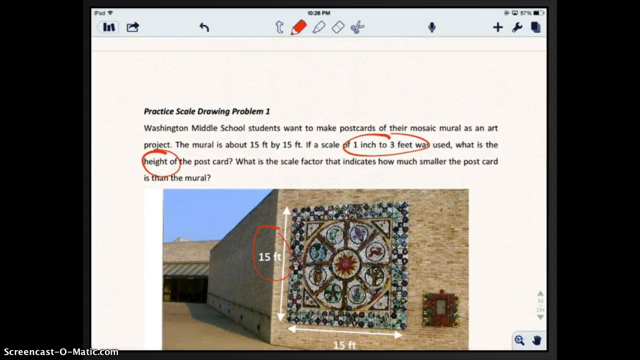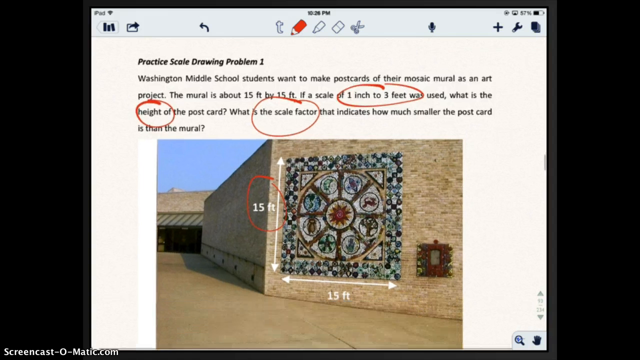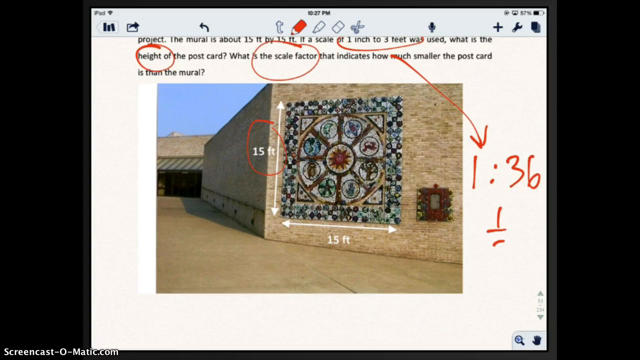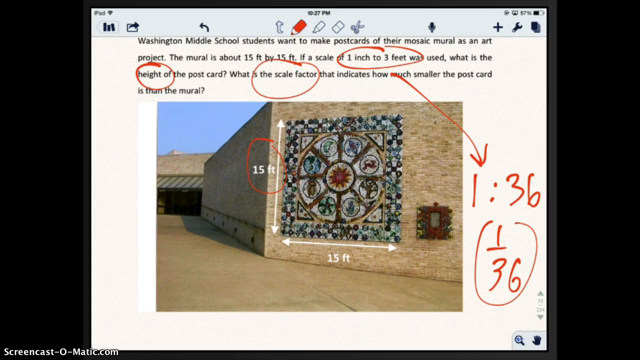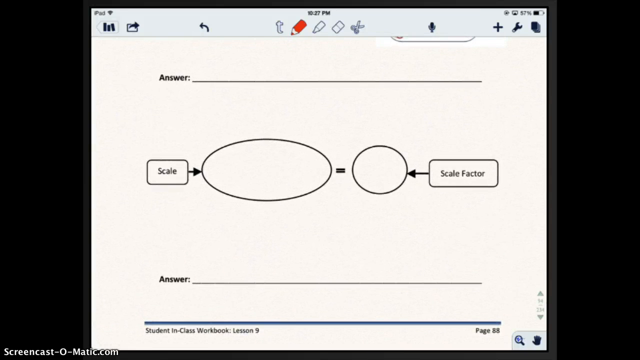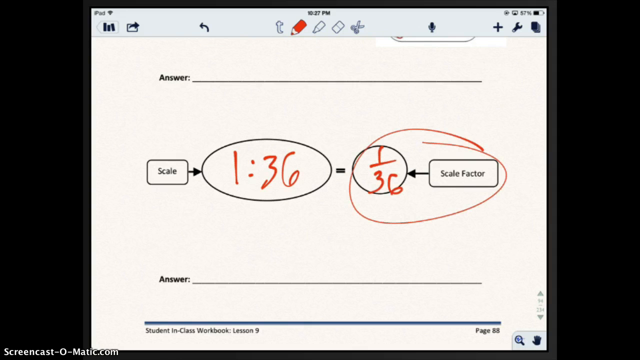It also asks me though, what's the scale factor that indicates how much smaller the postcard is than the mural? Well, that's where this 1 to 3 comes in. 1 inch to 3 feet is 36 inches. So 1 over 36 would be the scale factor. It's 1/36 the size of the real mural. Oh, I guess I'm supposed to do that here. 1 to 36 equals 1 over 36. That's where I'm supposed to do it. So that's the scale factor.